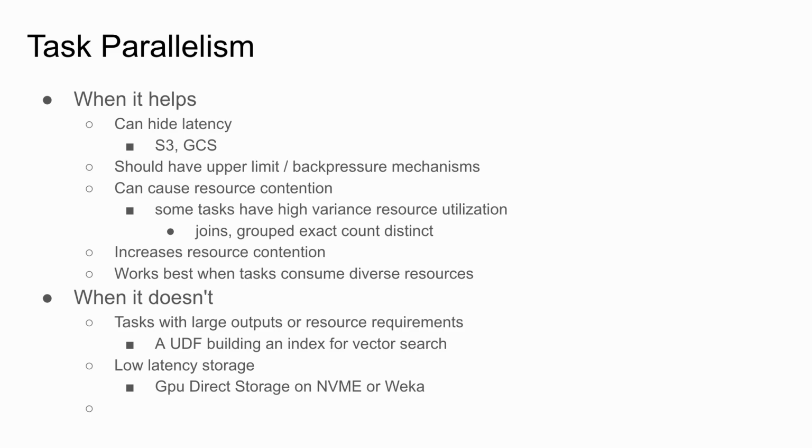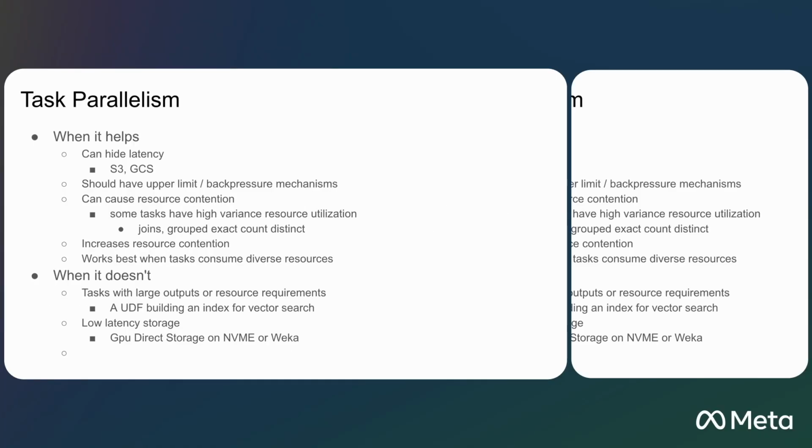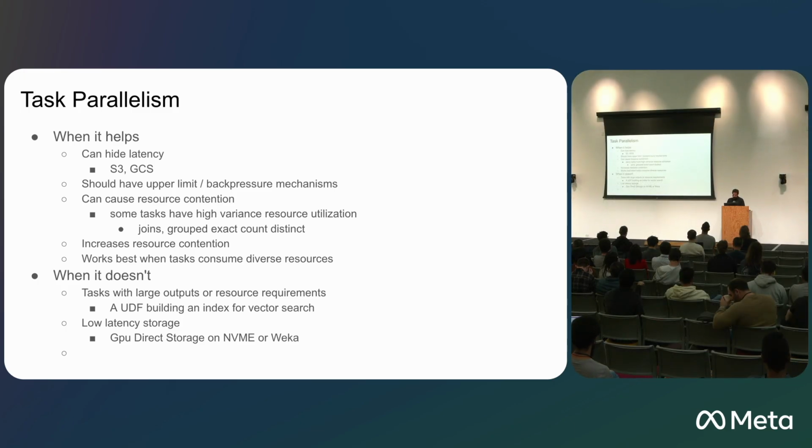The other place is low latency storage. When you're using GPU Direct Storage on NVMe and Weka, as I said, this kind of stuff becomes much less of a problem, and you're more focused on being efficient with your GPU compute. GPU Direct Storage does a hell of a lot to help you avoid some of the slowness that you can see on S3 and GCS.